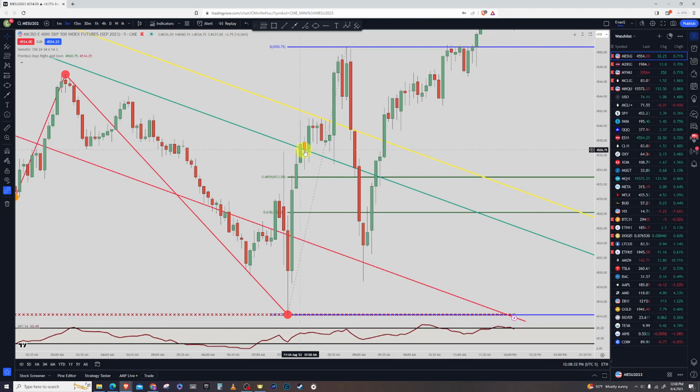So in this instance right here, you can see there's the signal bar, price closed above the 1.146, and the next bar right here is the entry bar because price hit the level. So I'll just draw a black line where it hit the green 1.146 line. So that's the entry.